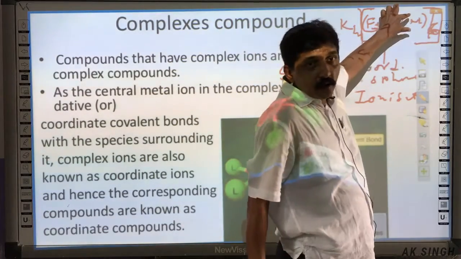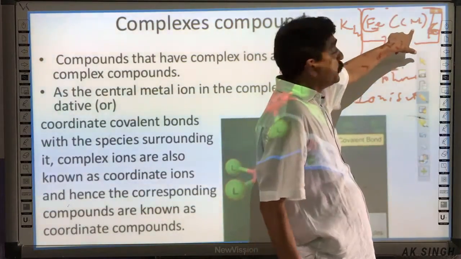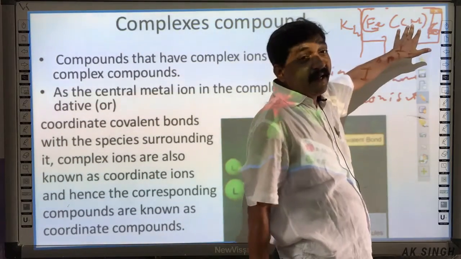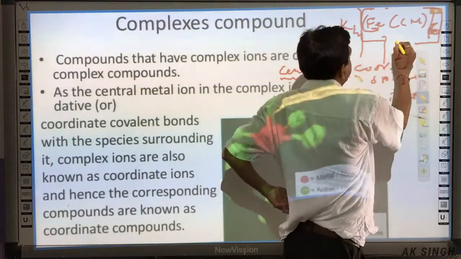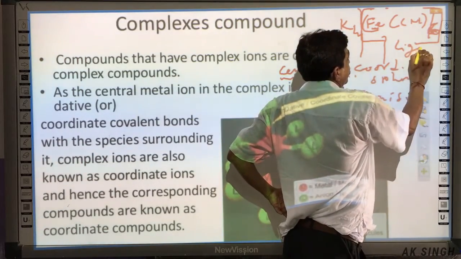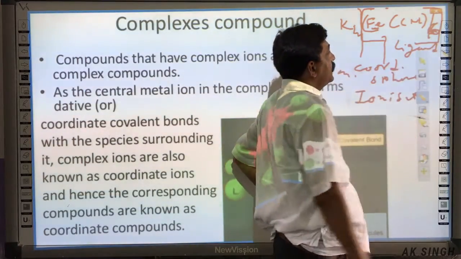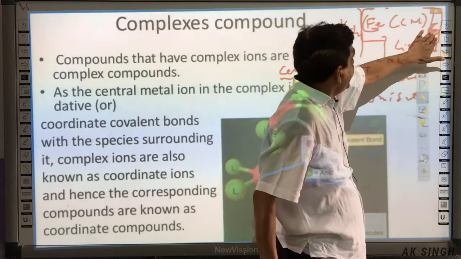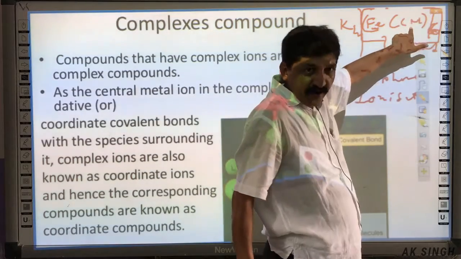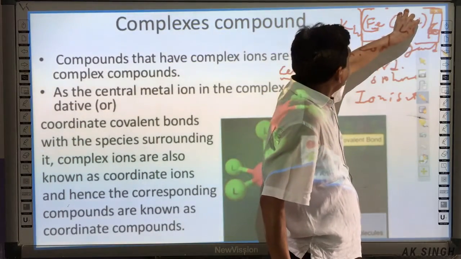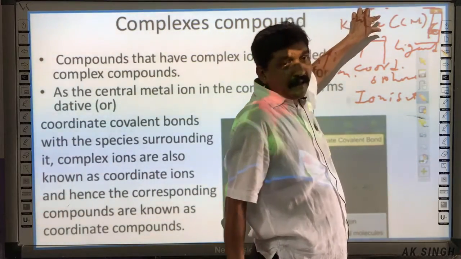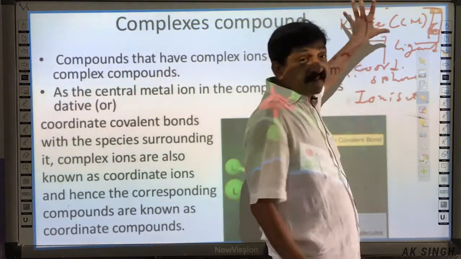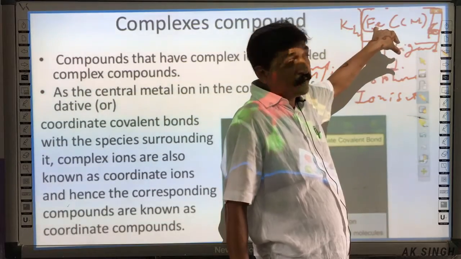Then comes this group. In this example, this group acts as a negatively charged species called a ligand. There are 6 ligands, CN, and they get attached to the central metal atom Fe through coordinate bonds. Therefore, it is an example of a coordination compound.